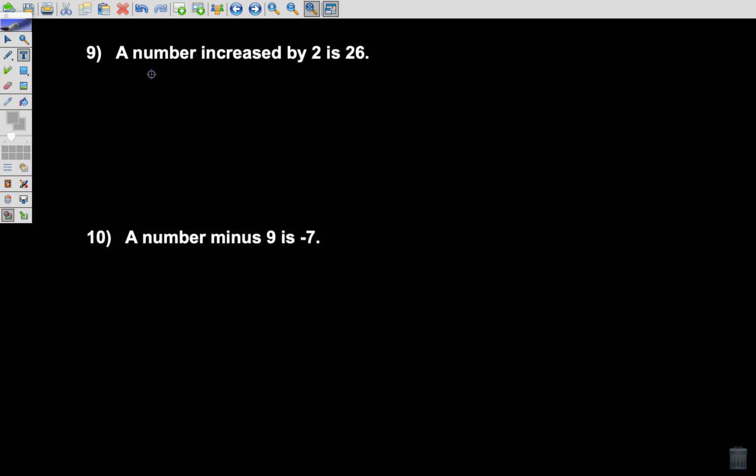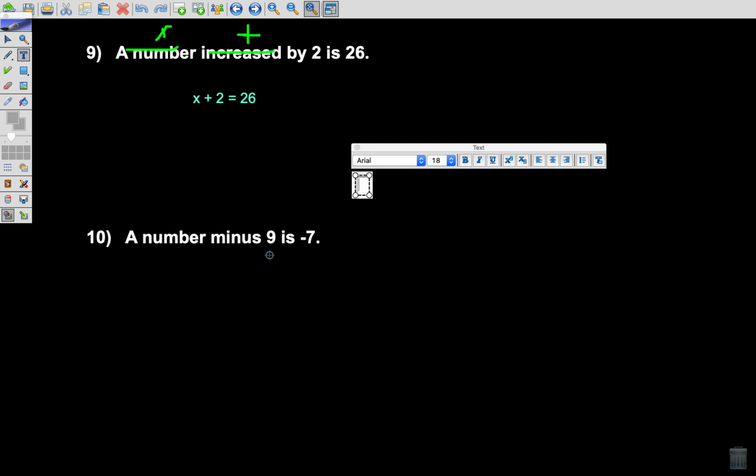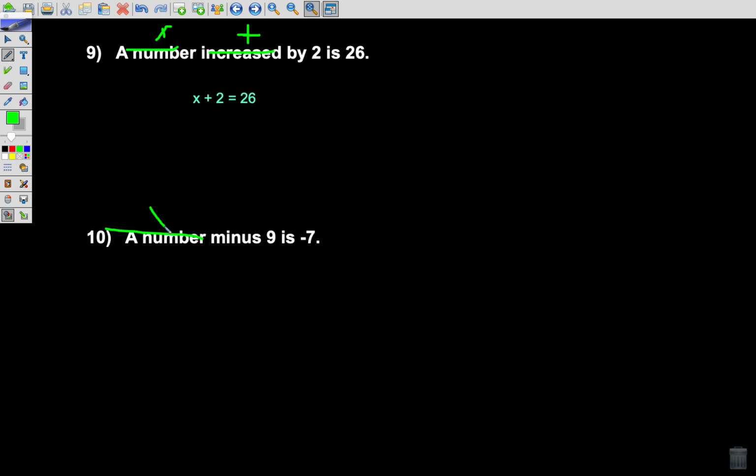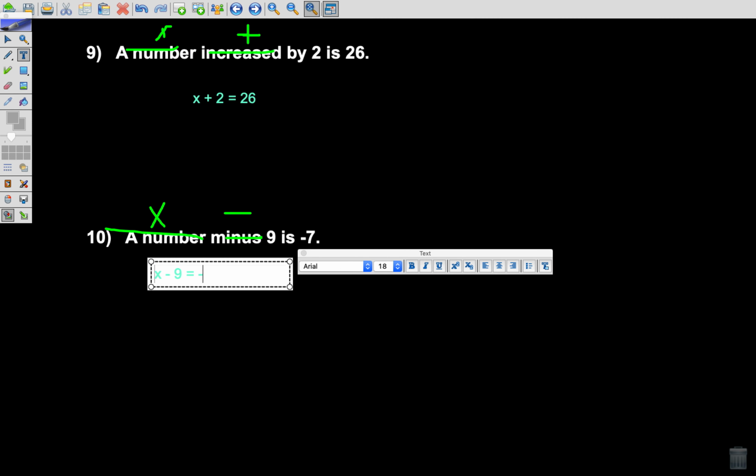All right, number 9. A number increased by 2 is 26. Well, increased means plus. So a number, we don't know a number, we'll make it x. So x plus 2 equals 26. A number minus 9 is negative 7. Again, we can cross out the word number and make it our variable because I don't know it. Minus means subtract. So we have x minus 9 equals negative 7.